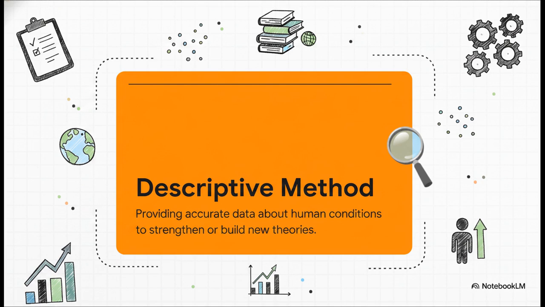Because before you can go out and test some grand hypotheses or write a brand new legal theory, you have to accurately map out the facts. The descriptive method is all about providing data as meticulously and accurately as possible regarding human conditions, state phenomena, and current realities. It's that rigorous groundwork you absolutely need to strengthen old theories or confidently build new ones.